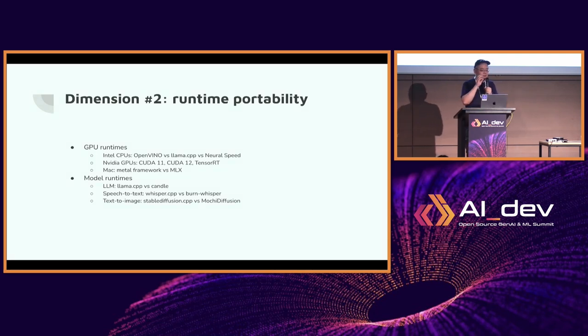So portability means if I write an application, I shouldn't be worried about what the underlying runtime is. If I write an application, it can run on OpenVINO. It should also be able to run on llama.cpp. It should also run on Neural Speed without me changing a line of code, without me even having to recompile anything. Right? So the binary artifact should be agnostic to all the runtimes underneath it. That's the second goal. If we want true portability, we need not just any hardware, but any software runtime on top of the hardware.